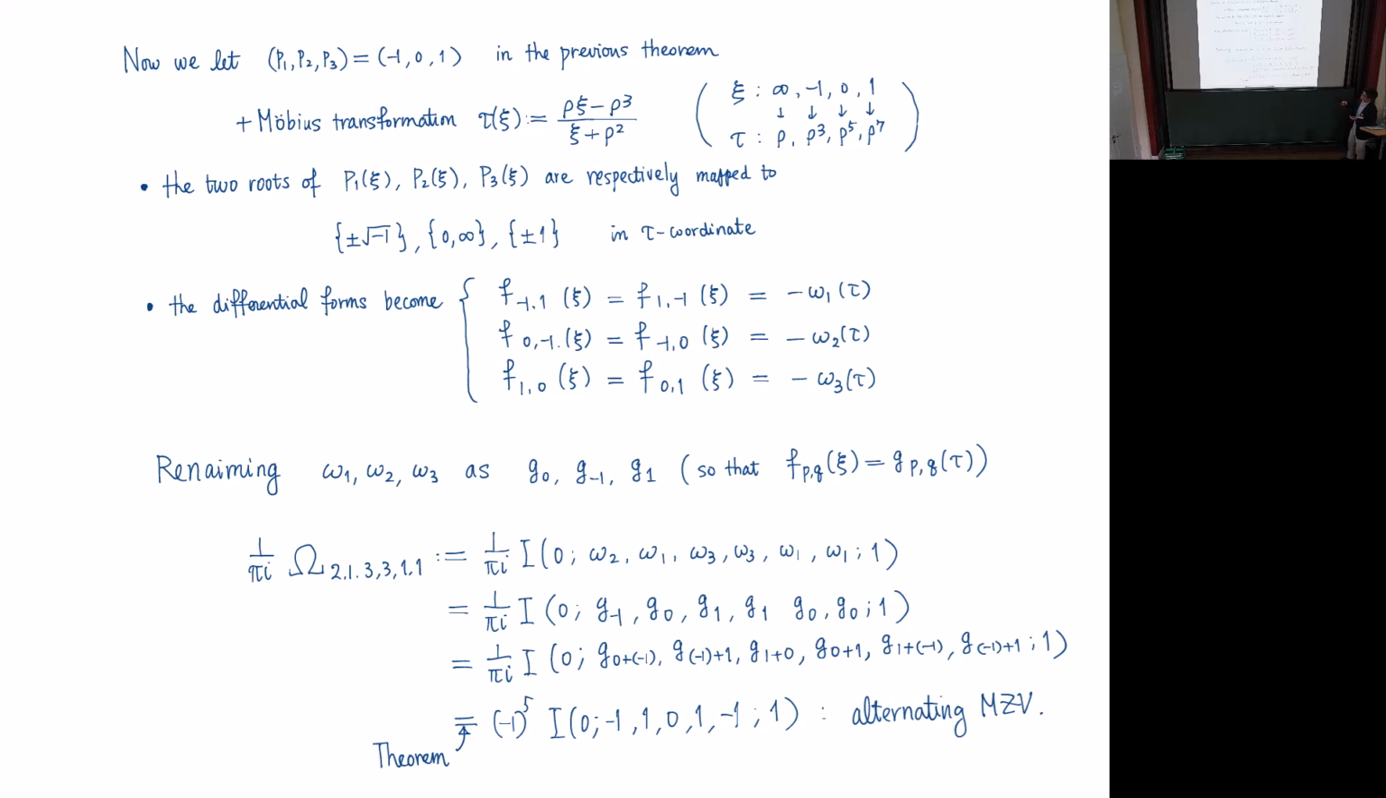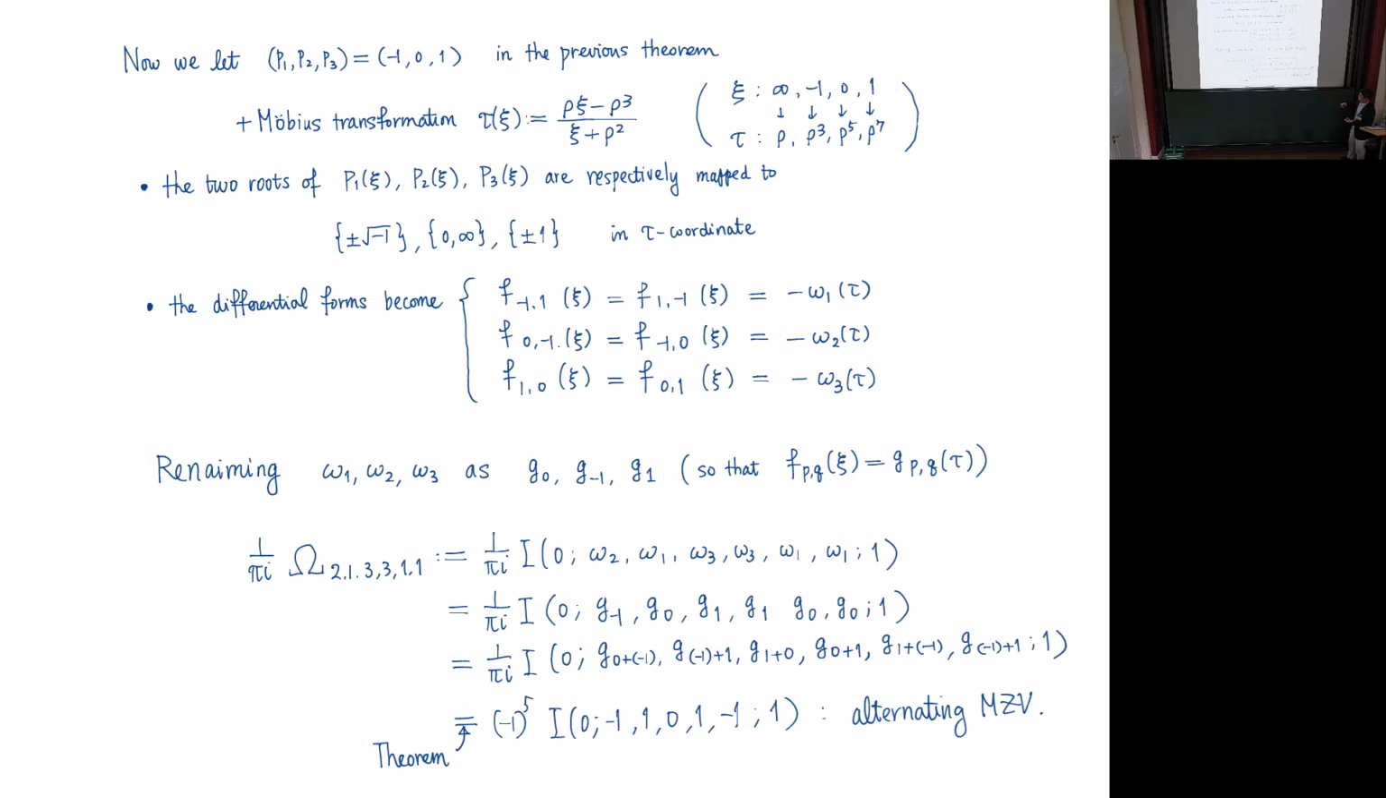Renaming those as g naught, g negative 1, g 1 for convenience of description, the sequence that appeared, 2 1 3, 3 1 1, fortunately was the correct example. The corresponding integral, omega 2, omega 1, omega 3, 3, 1, 1, becomes g negative 1, 0, 1, 1, 0, 0. So negative 1 is 0 plus negative 1, 1 0 is negative 1, and 1 is 1 plus 0. In this way, you see adjacent patterns appear.